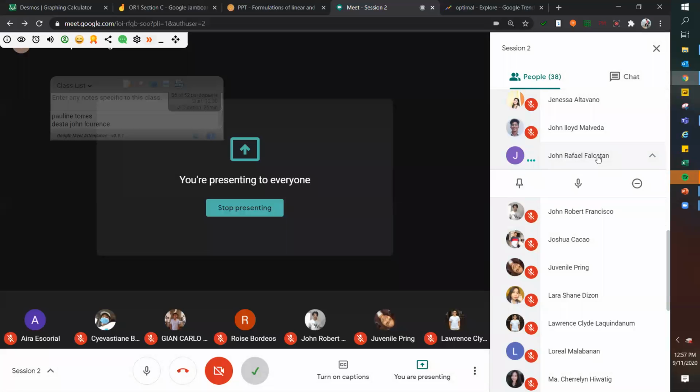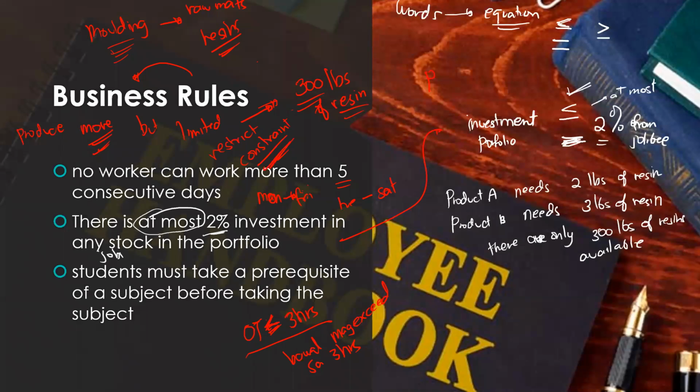Okay, so once again, let's say this is a problem. Product A requires 2 pounds of resin each, product B requires 3 pounds of resin, and there are only 300 pounds of resins available. How do we put this in an equation?